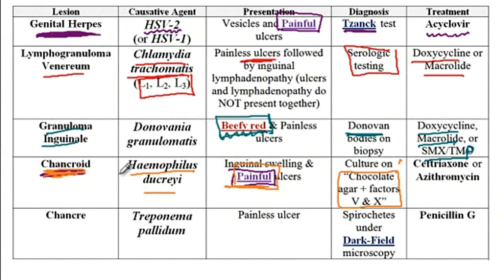For chancroid, which is caused by Haemophilus ducreyi, you will have to use chocolate agar and factors 5 and 10. And then for the treatment, you can either give these patients ceftriaxone or azithromycin.